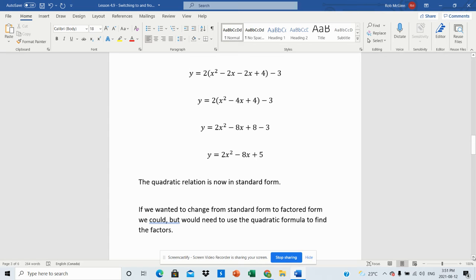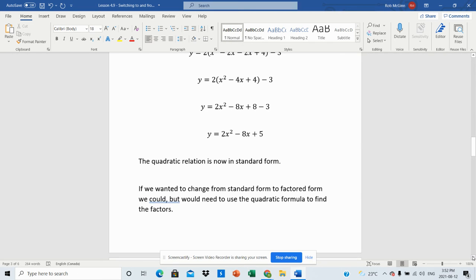If we wanted to change the standard form to factored form, we could, but we would need to use the quadratic formula to find the factors. So our first step would be we would have to factor 2 out of all these terms because we don't want to have a coefficient in front of x squared. So we do that and then try and factor what's inside the brackets, and we would need our quadratic formula in order to figure out what our factors are. We're not going to do that though.